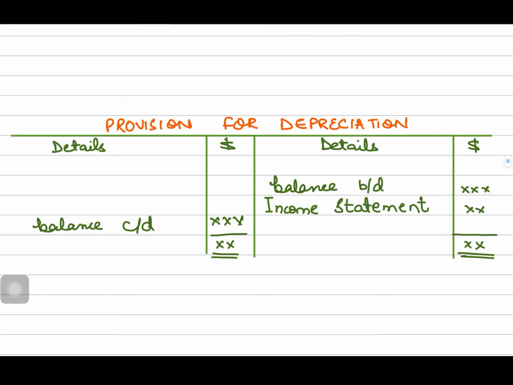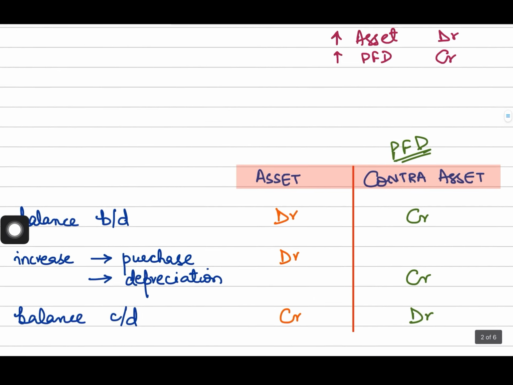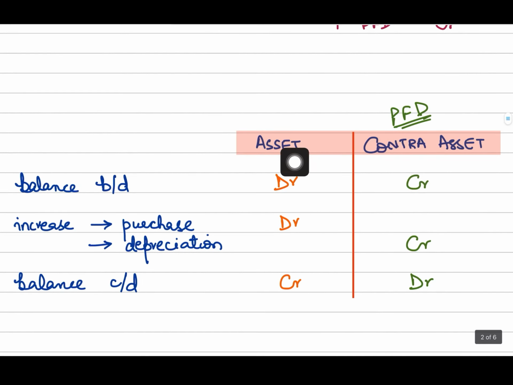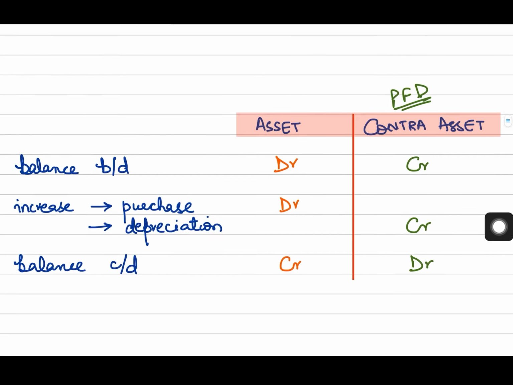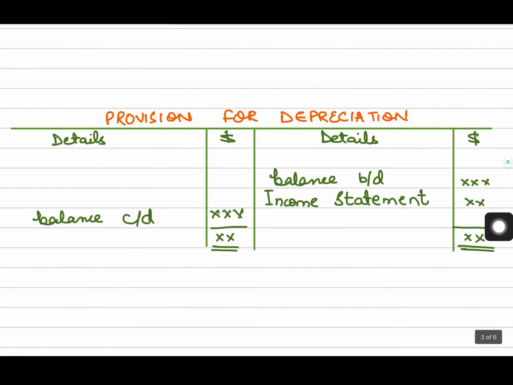So, we know that we have just studied over here that this is the opposite of the asset account. So, the balance brought down of your provision for depreciation account will now appear on the credit side. So, balance brought down is on the credit side for provision for depreciation account. What is balance brought down over here? This is just the accumulated depreciation coming from the last year end, right.